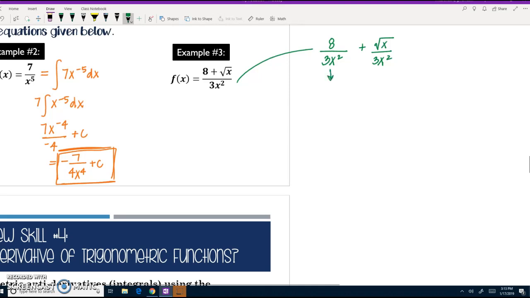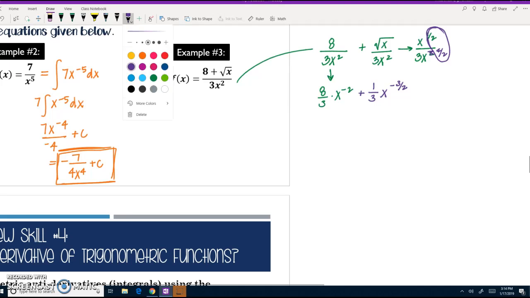So I'm going to call this expression 8 over 3 times x to the negative 2. I'm just going to bring up that negative exponent. And then this expression here, you guys, I can call this x to the 1/2 over 3x squared. Now, a squared value, if you think about it, is just the same thing as a 4/2 value. So I can subtract these exponents and just have one x term. So what that's going to give me is plus 1/3 x, and if I have 1/2 minus 4/2, that's just going to be negative 3/2. So at this point, I'm all set to go to do the integration process.